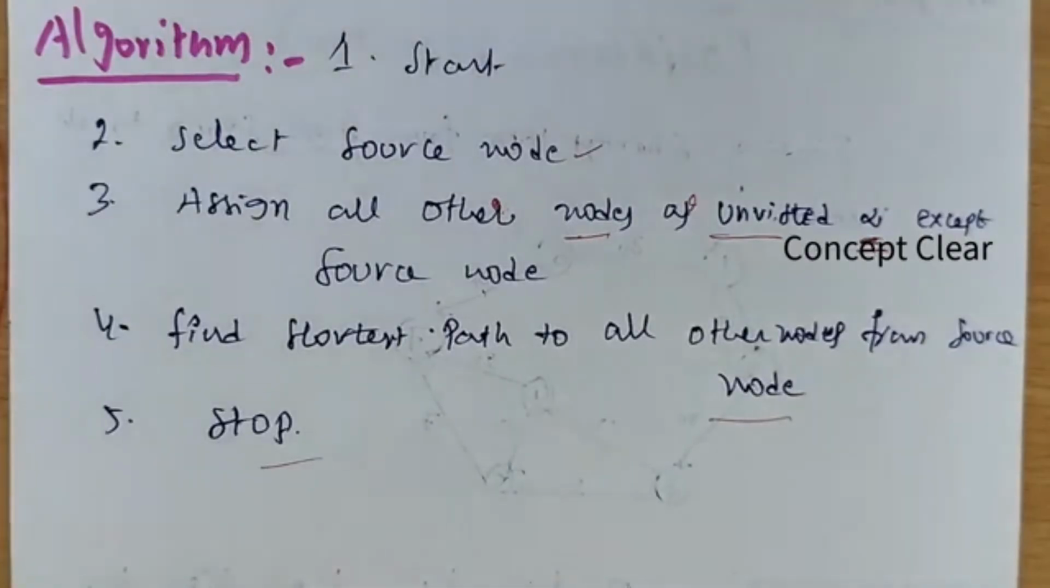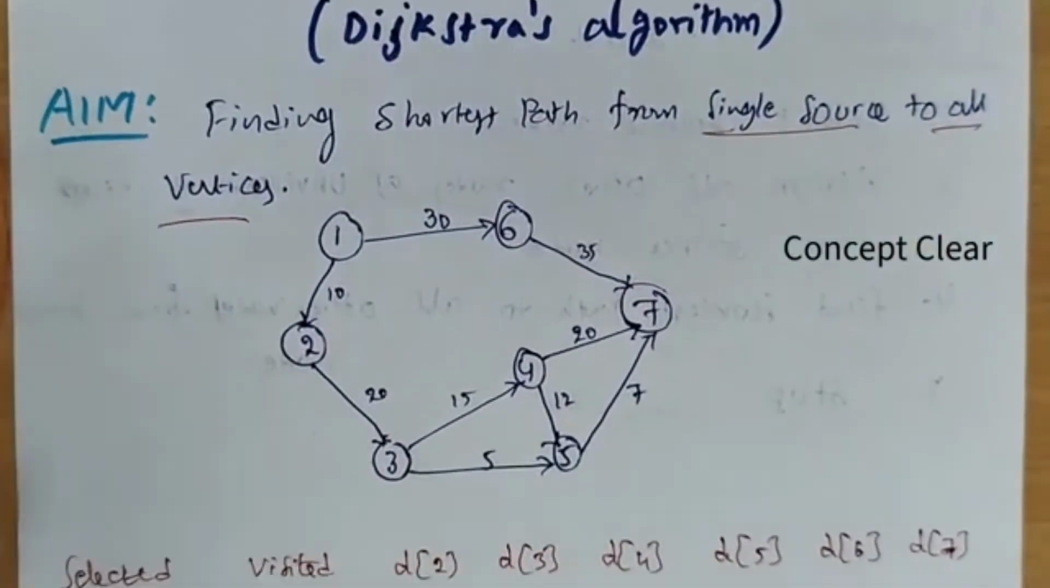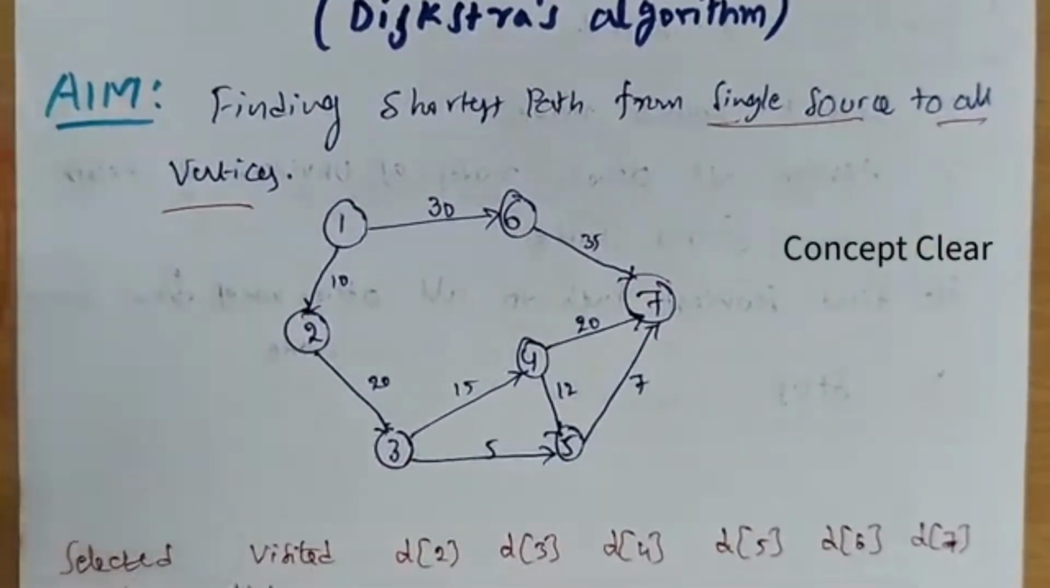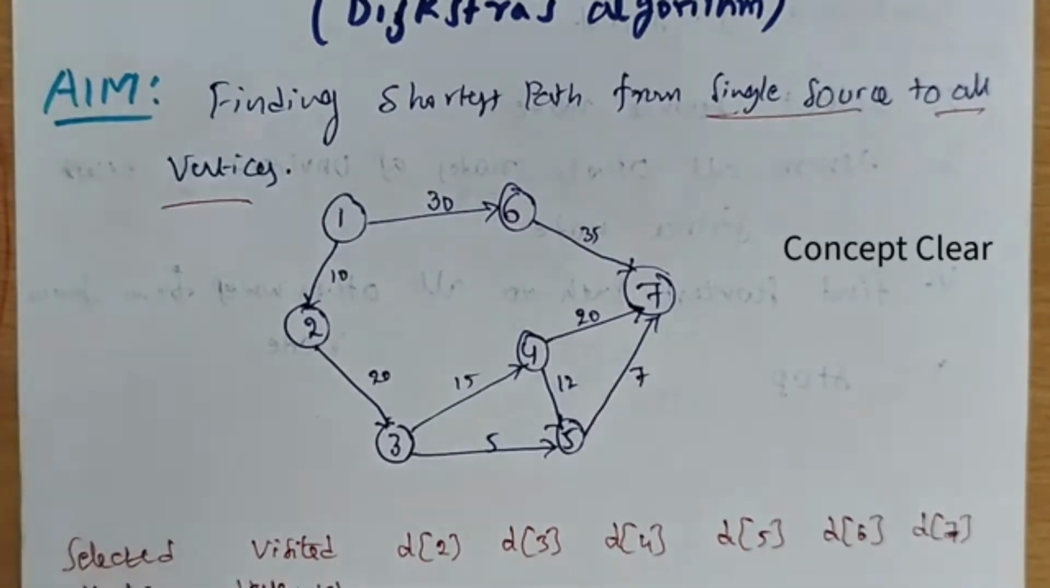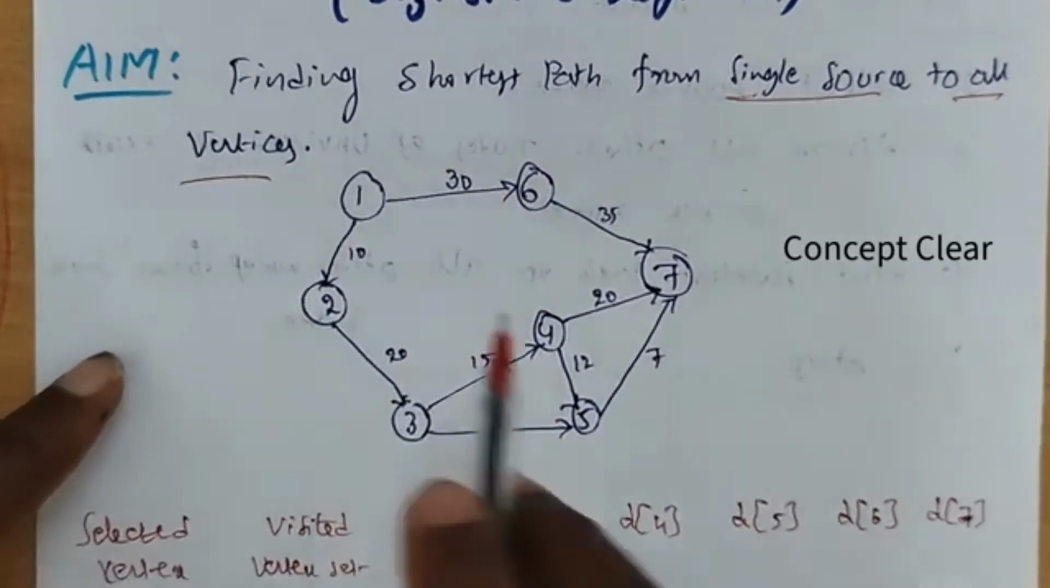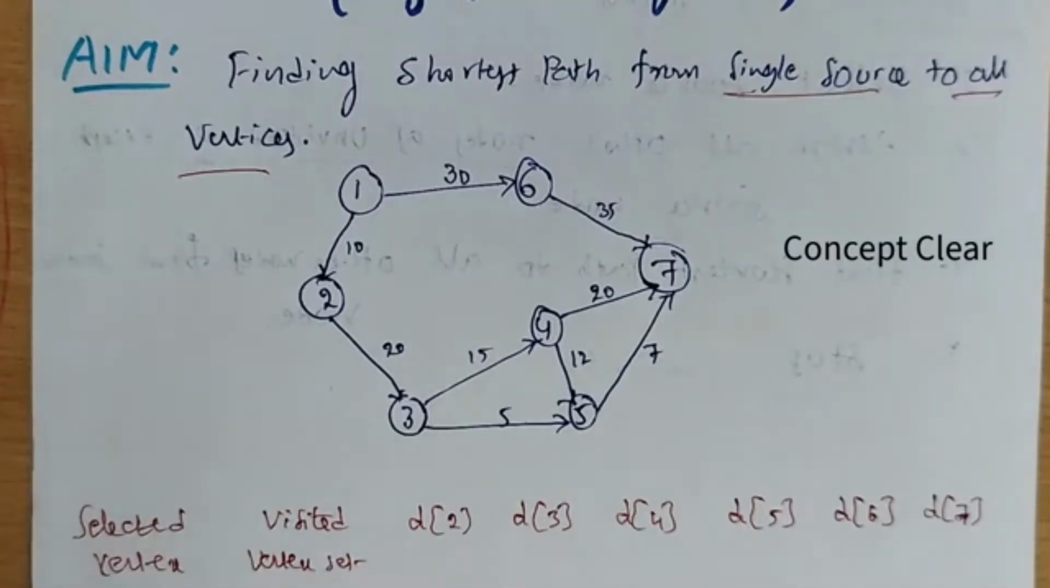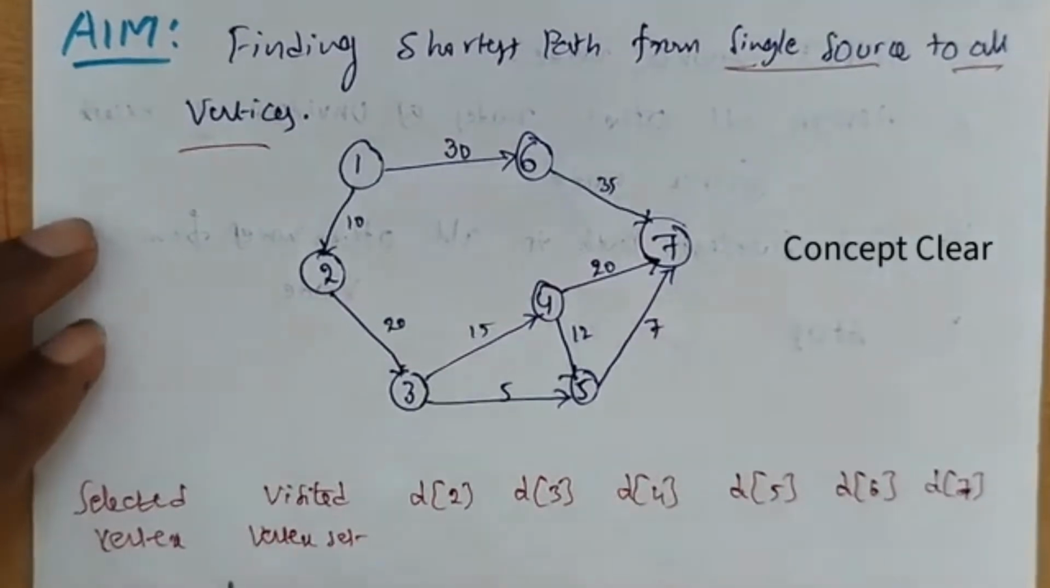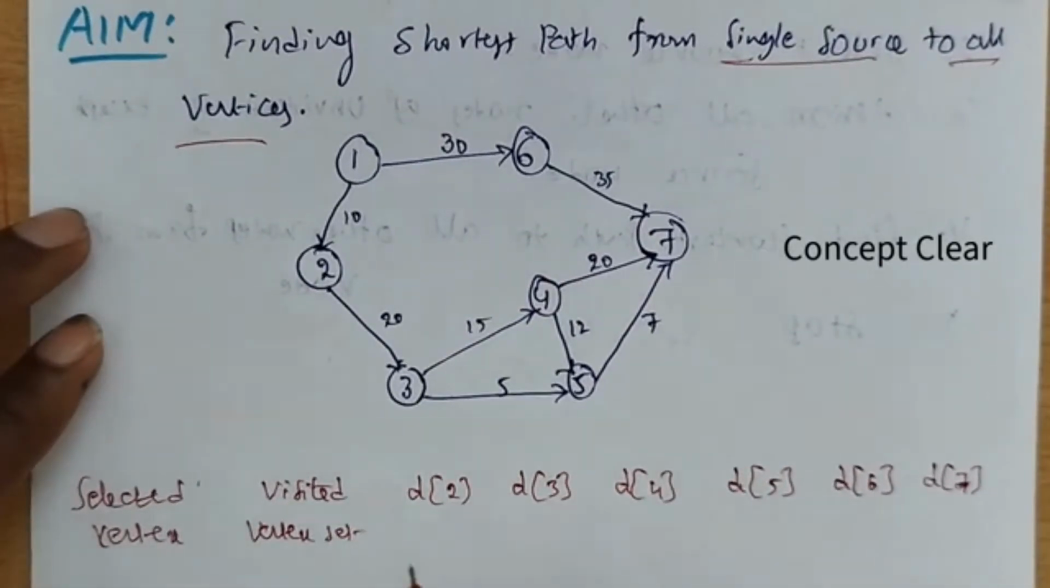If a weighted graph is given, I have to find the shortest path from the starting vertex to all the vertices. We need to select one source node. We can find the path, maybe a direct path or an indirect path. According to the graph, I am taking the selected vertex and visited vertex, with d of 2, d of 3, d of 4, d of 5, d of 6 and 7.